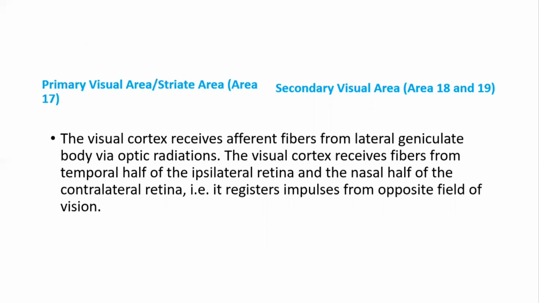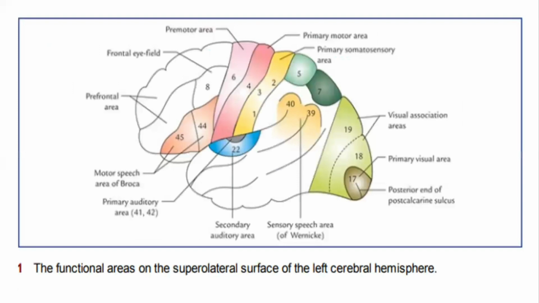So the visual cortex receives afferent fibers, which are sensory fibers, from the lateral geniculate body via optic radiations. The visual cortex receives fibers from the temporal half of the ipsilateral retina and the nasal half of the contralateral retina. So, of the opposite field of vision. So we have the primary visual area and the secondary visual area. If we go back in that picture, here we have the primary visual area.